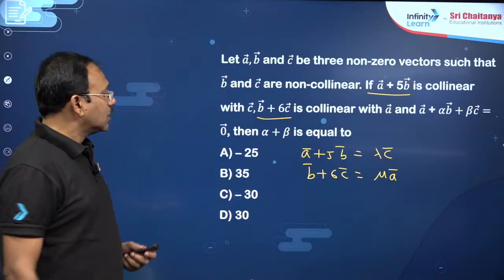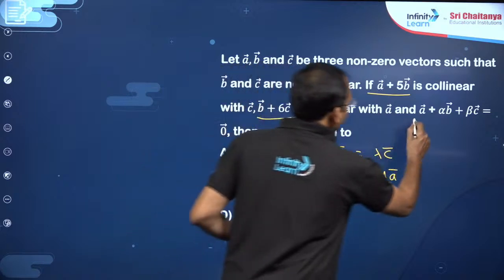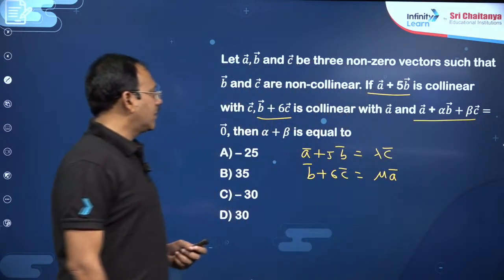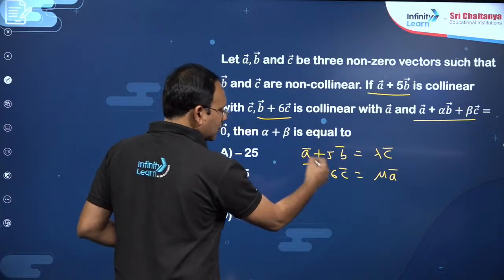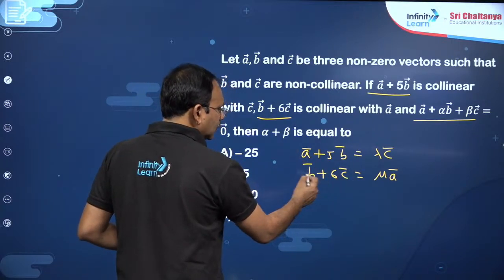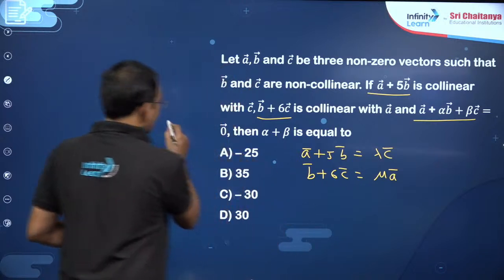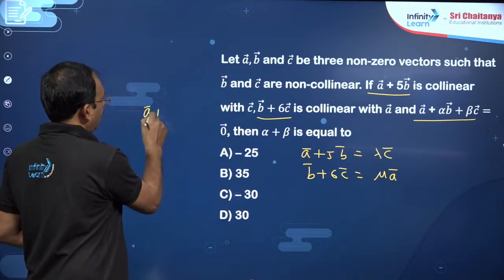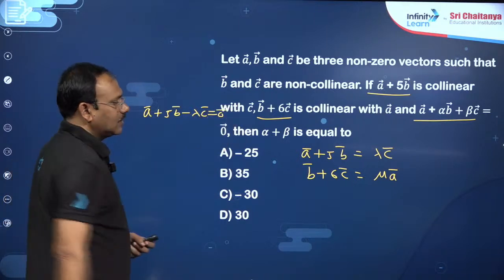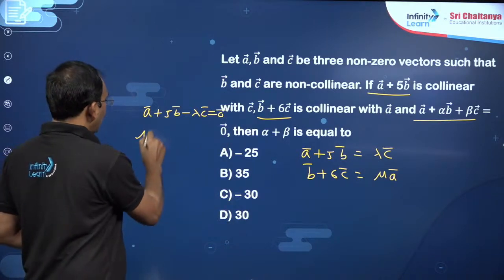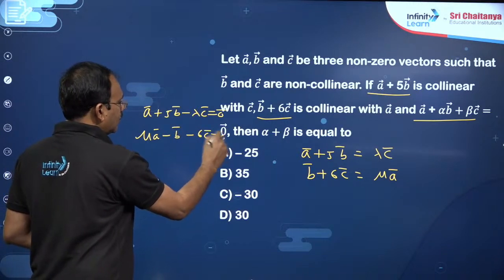That's what we got. So with these two relations, my dear friends, I need to get A bar plus alpha B bar plus beta C bar is 0 bar, he said. Try to maintain, dear students, you just add these two. So you can write here, first one is A bar plus 5 B bar minus lambda C bar is 0 bar. Second one is mu A bar minus B bar minus 6 C bar is 0 bar.